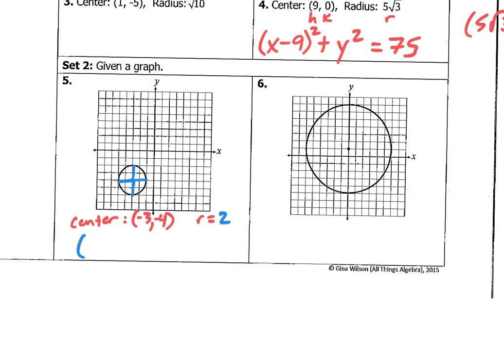Okay, when I write my equation then, this would be x plus 3 squared plus y plus 4 squared equals 2 squared, which is 4. Okay, try number 6. See if you can come up with the equation for number 6.